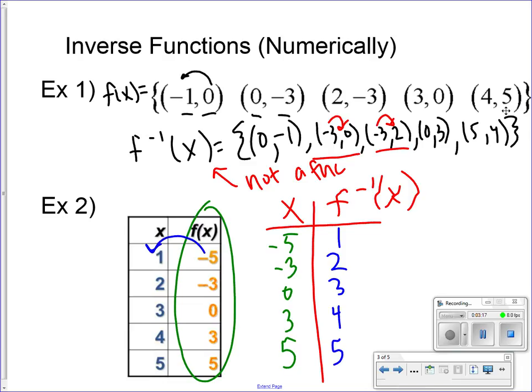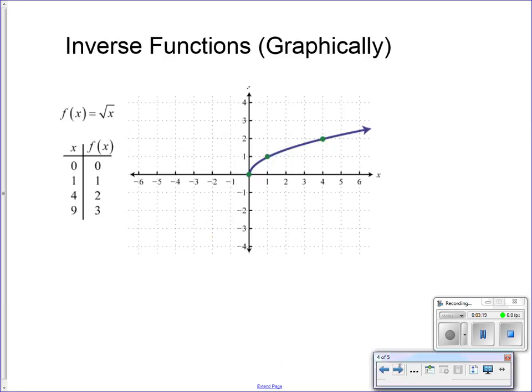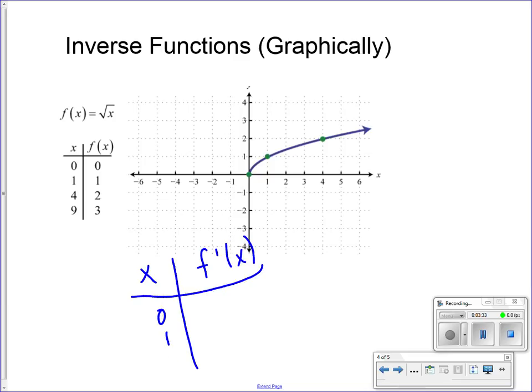Next, we're going to look at graphically. Here we have a graph of the function, the square root of x. There is a table. The table might help you just to start. Just like we saw on the last page, the inverse would switch the x and y. So the inputs are now 0, 1, 2, 3, and the outputs are now 0, 1, 4, and 9.